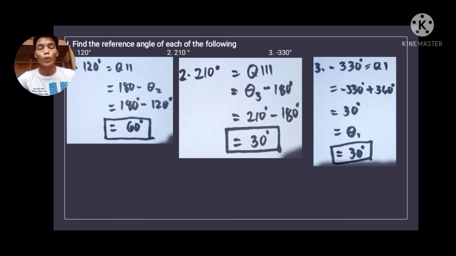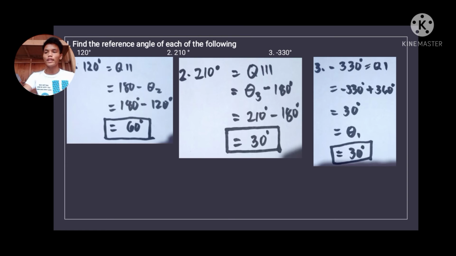Okay, in number 2, 210 degrees. Let's find out what quadrant it belongs to. Quadrant 3 exists between 180 degrees and 270 degrees. So 210 belongs to quadrant 3. The angle in quadrant 3 minus 180 degrees is equal to 210 minus 180, which is 30 degrees. Therefore, the reference angle of 210 is equal to 30 degrees.